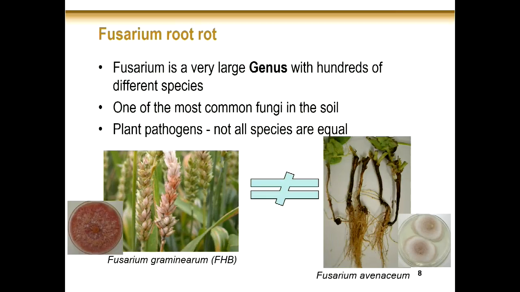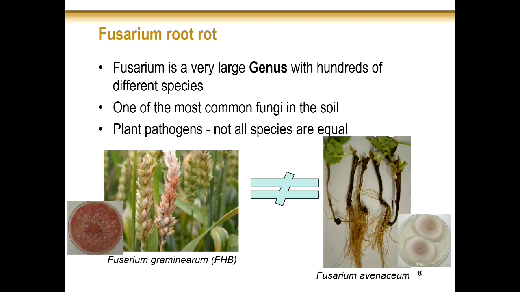Okay, so now we'll move over to our D-list celebrity, our Fusarium root rot. And Fusarium is a very complicated group, and that's because it's a very large genus that actually has hundreds of different species. And Fusarium as a group of fungi is one of the most common fungi in the soil. Most of them are actually there to help degrade that organic matter, to help break down nutrients in the soil. But there's a few of the species that are plant pathogens.